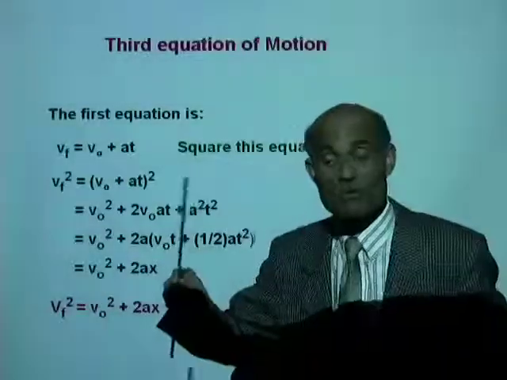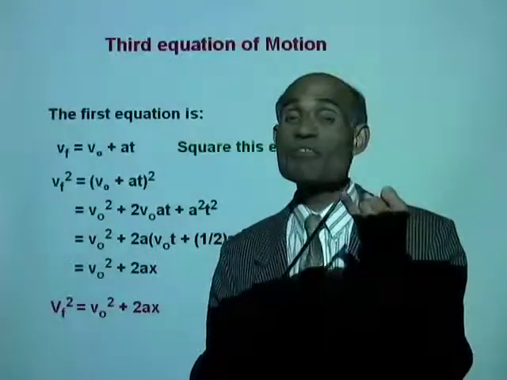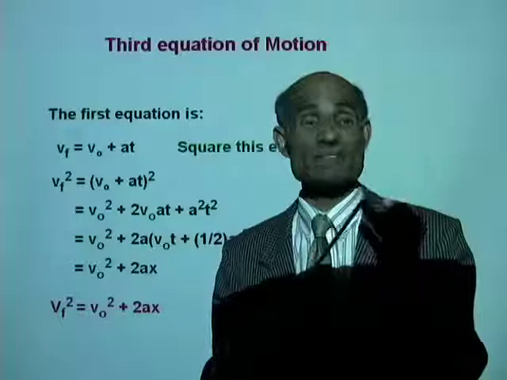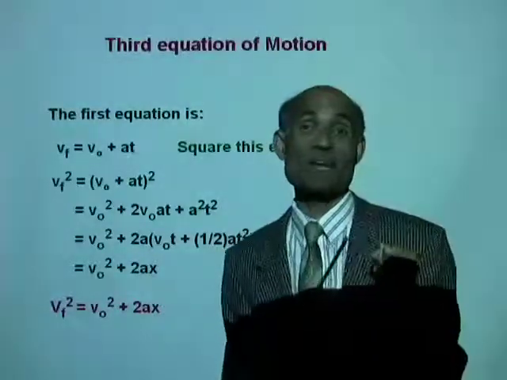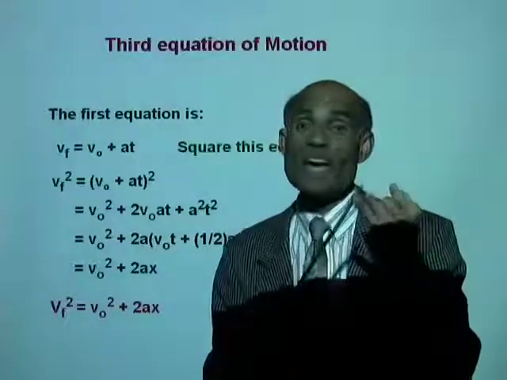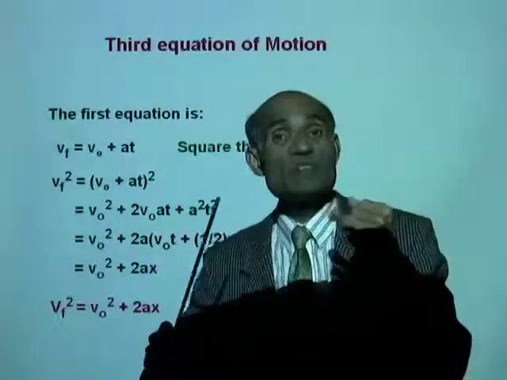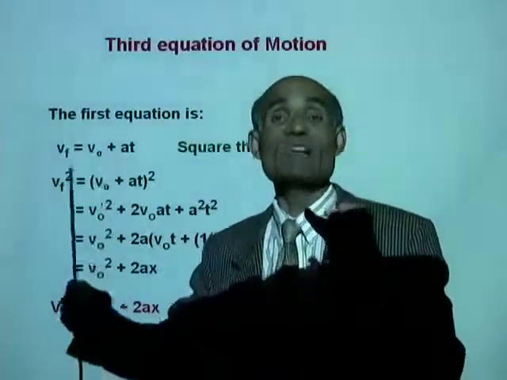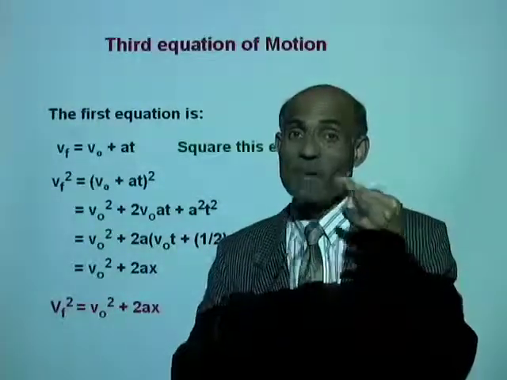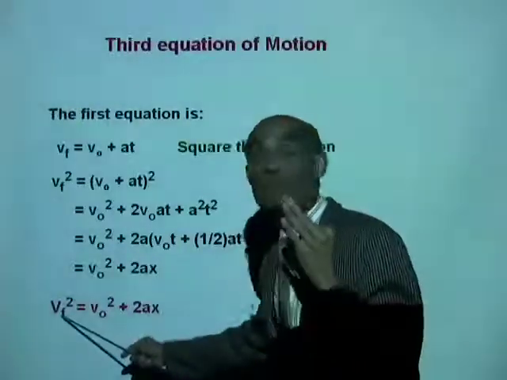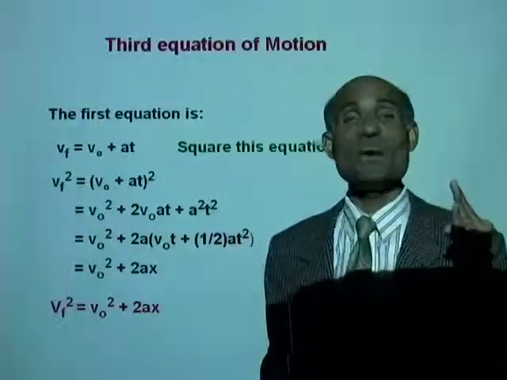I want you to write down these equations and learn them. The first equation is Vf equal to v0 plus at. That doesn't contain the displacement x. The second equation, x equal to x0 plus v0t plus 1/2 at squared. That equation does not contain the final velocity. And the third equation is Vf squared equal to v0 squared plus 2ax.